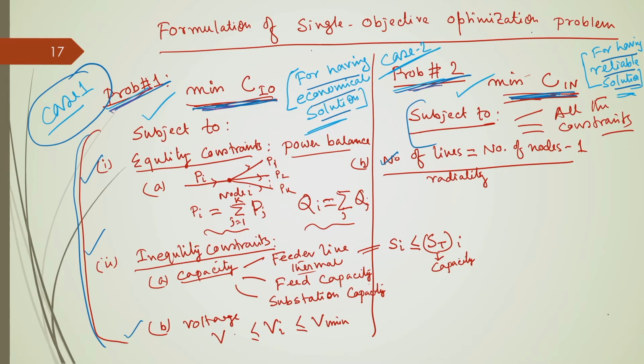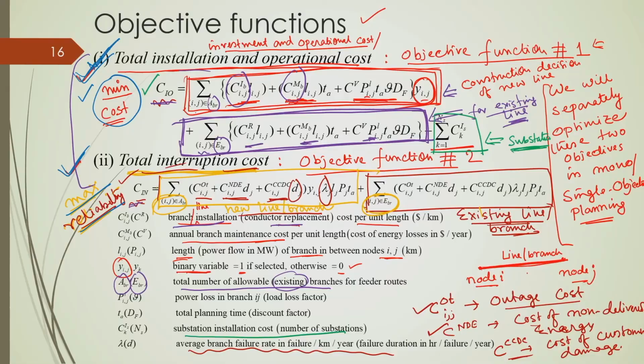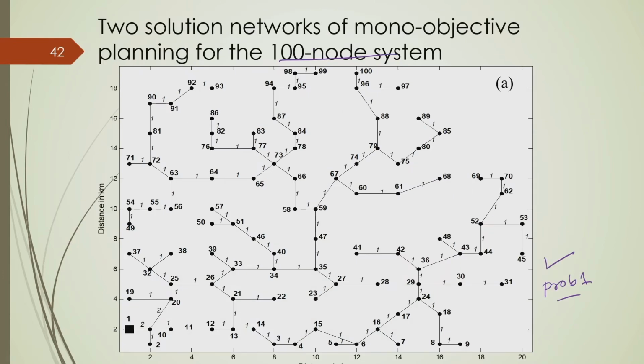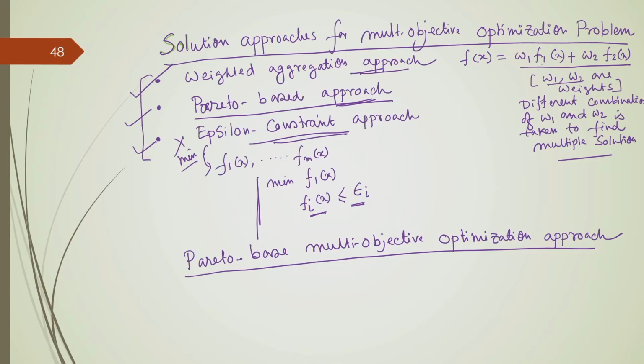Now, the advantage of this multi-objective optimization approach is that we will simultaneously consider both the objectives and we can solve the problem as a whole. So, here our goal is to simultaneously optimize both the objectives. Our goal is to simultaneously minimize CIO and CIN, and of course, these are two different objective functions. One is related to total cost, which includes the total investment and operational cost.